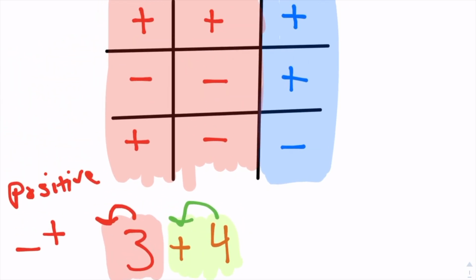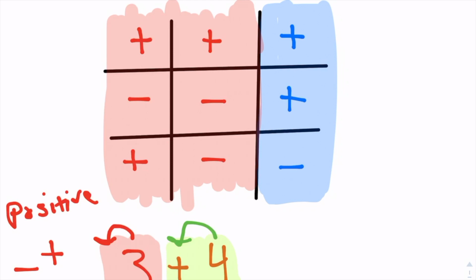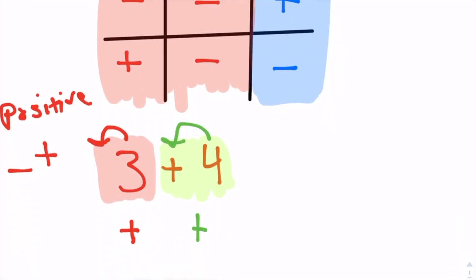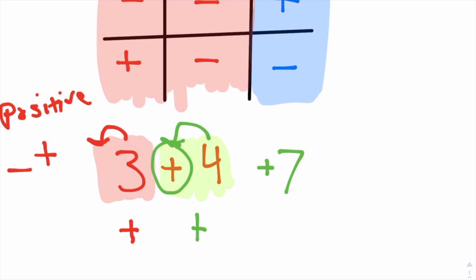So we have two positive numbers, so that tells me I'm going to add those two numbers together. 3 plus 4 is 7. Now, I am going to look at my two numbers. 4 is my bigger number. It is a positive, so I know that my answer is going to come out to a positive 7.